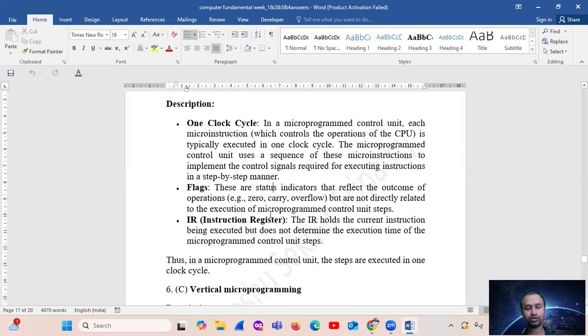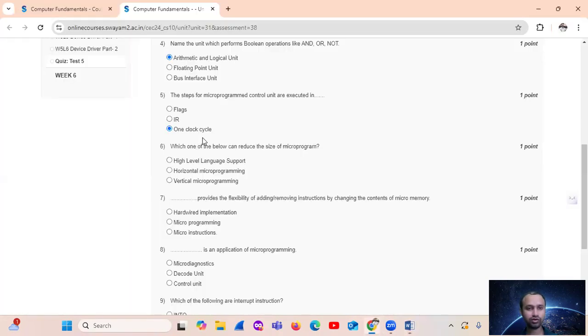So flag क्या है? अगर ऑप्शन देख लेते हैं, flags are status indicators that reflect the outcome of an operation, that is zero, carry, or overflow, but are not directly related to the execution of microprogram control unit steps. Okay? IR, instruction register, holds the current instruction being executed, but does not determine the execution time of the microprogram control unit steps. So in a microprogram control unit, the steps are executed in one clock cycle. Please consider option number C, one clock cycle.